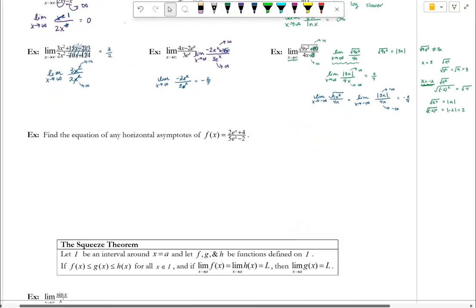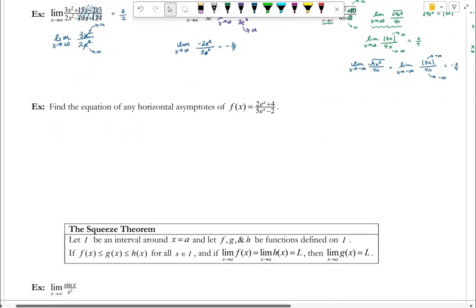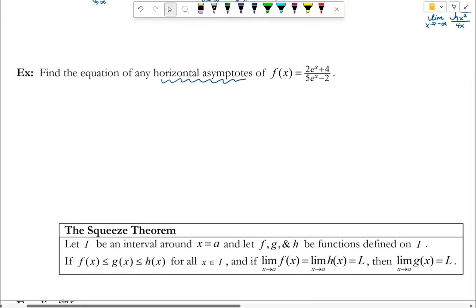All right, finally, if we're finding the equation of horizontal asymptotes, that is just another way of asking us to think about end behavior, because a horizontal asymptote is an end behavior. So anytime we're asked to find equations of horizontal asymptotes, we want to consider the limit of our function as x approaches positive infinity, that's our end behavior on the right, and the limit as x approaches negative infinity of our function.